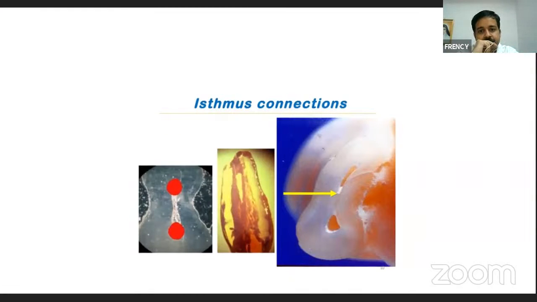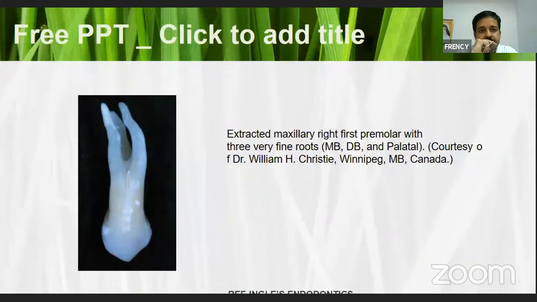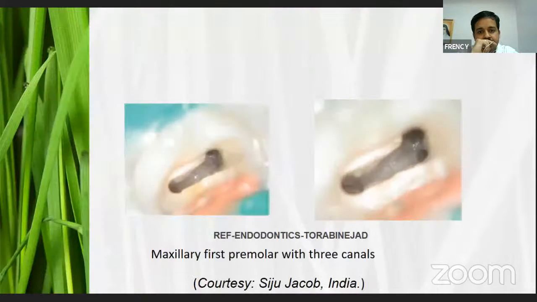Then isthmus connection between the buccal and lingual canals, or mesial and distal canals. Usually the buccal and lingual canals of maxillary premolars will have such isthmuses. If it is a coronal isthmus, you have to widen it and clean it with hand files and irrigation. This is a picture that shows the maxillary premolar with two or three canal morphology. Here you can see the buccal, mesiobuccal and mesiolingual canals.